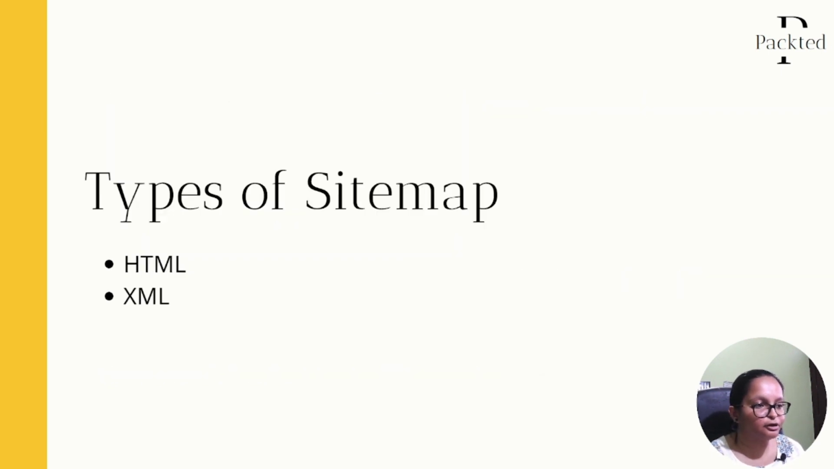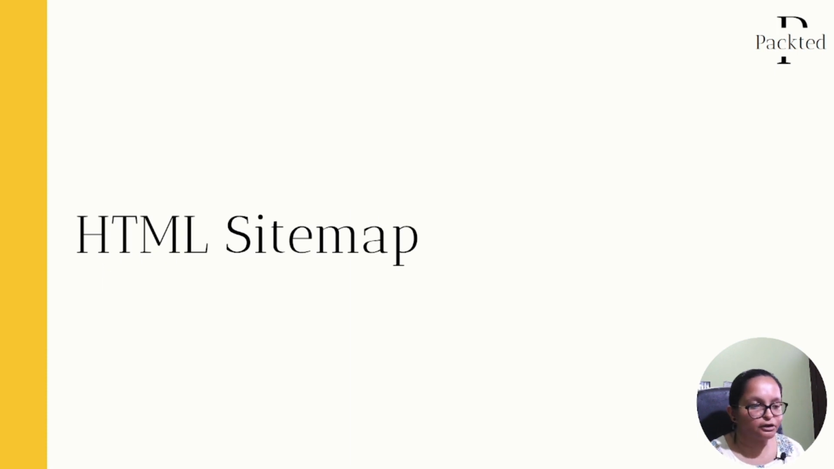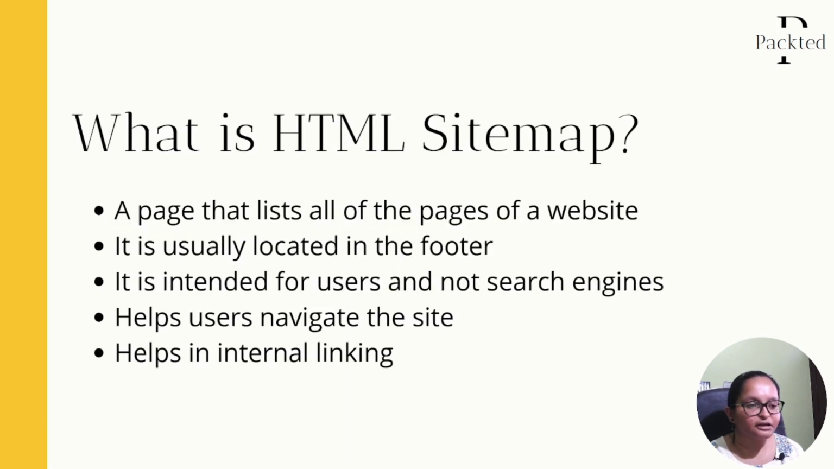Now we are talking about different types of sitemap. There is HTML sitemap and there is XML sitemap. Now we are talking about HTML sitemap. HTML sitemap is basically a page that lists all the pages on the website. It is very different in terms of looks and everything from XML sitemap, and it is usually located in the footer. You may not have seen people adding their XML sitemaps in the footer, but the HTML sitemap is added in the footer because it is intended for users and not search engines.